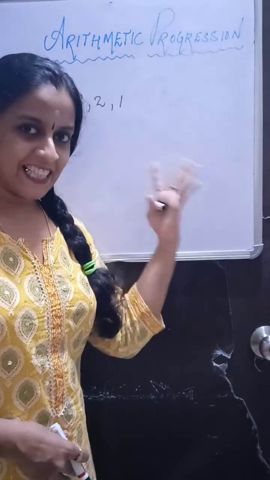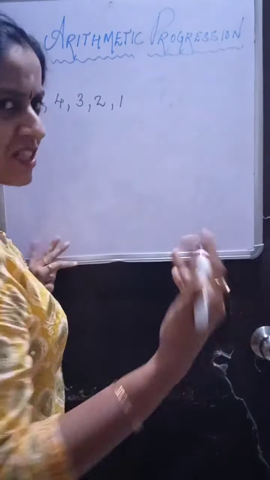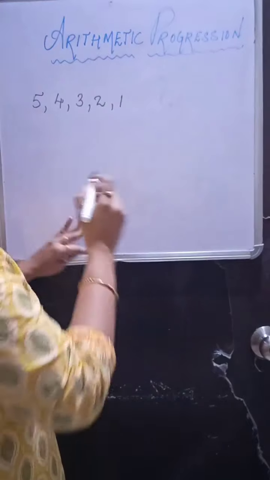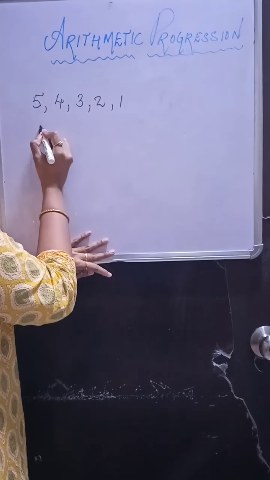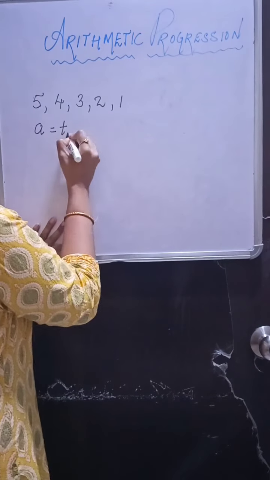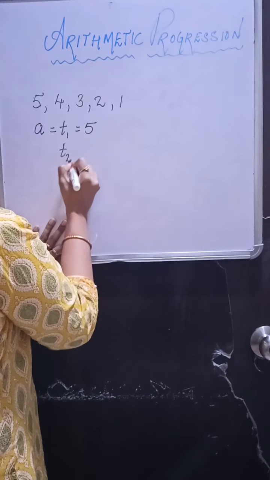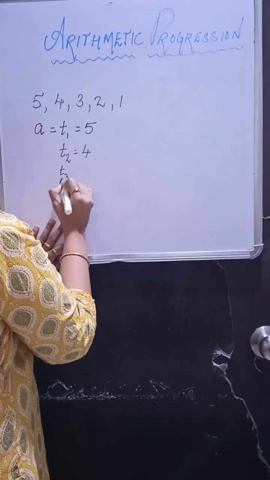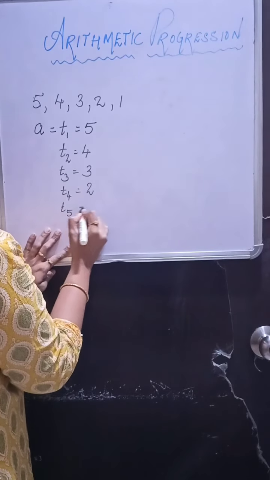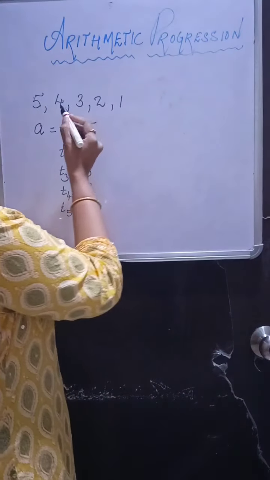Now let me give you another example. First let us check whether this is an arithmetic progression or just a sequence. The first term is also called A or T1. What is T1? 5. T2 is 4, T3 is 3, T4 is 2, T5 is 1. How to check whether the sequence is an arithmetic progression or not?